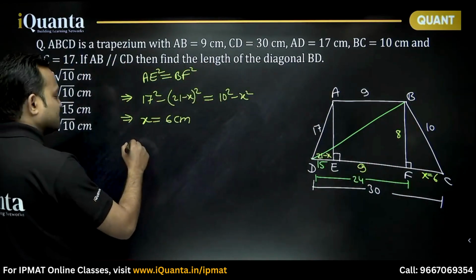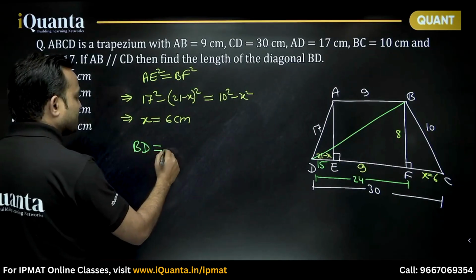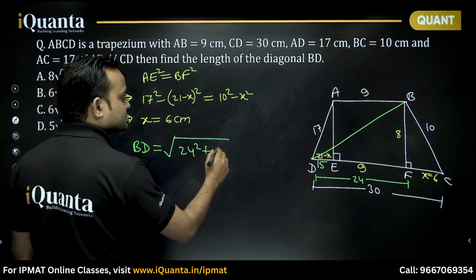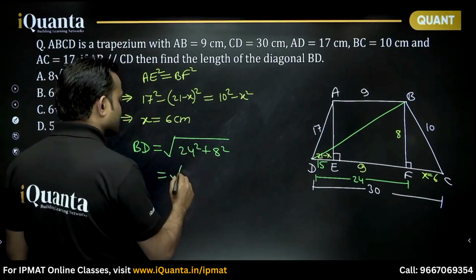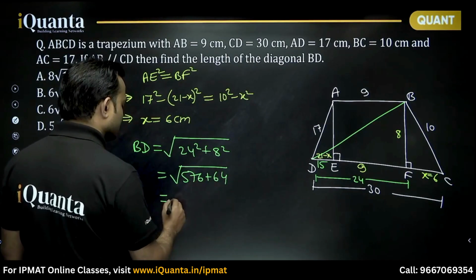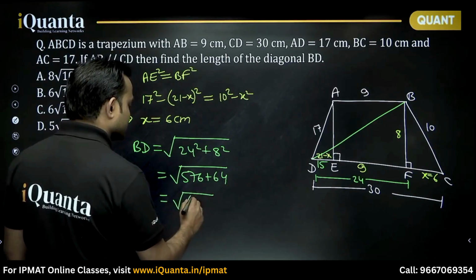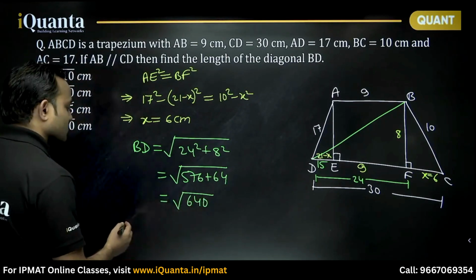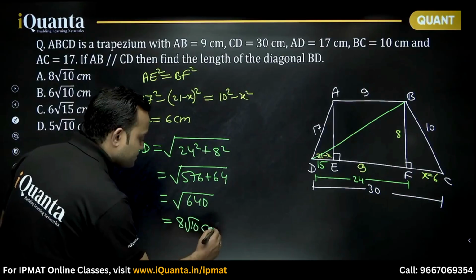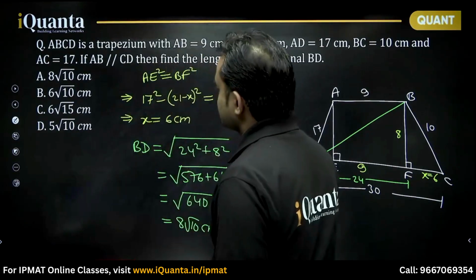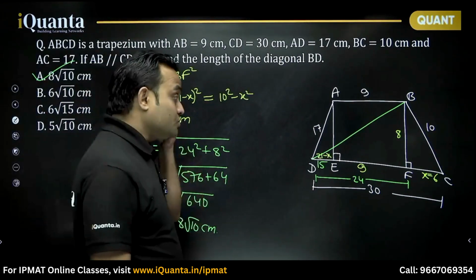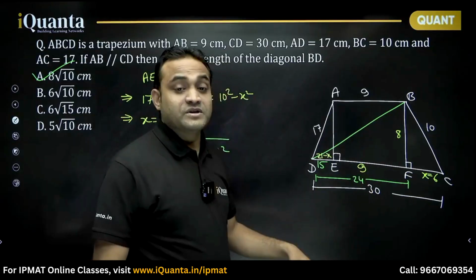So we can say that BD will be equal to the square root of 24 square plus 8 square, which is equal to 576 plus 64, which is nothing but 640. 640 or 64 into 10, so it will be 8 root 10 centimeter. So our answer is option A. Now you must have noticed that we have not used the length of AC here because that is not required.